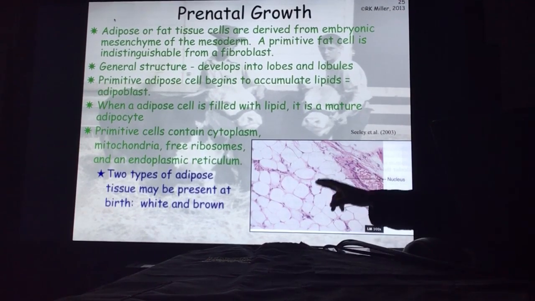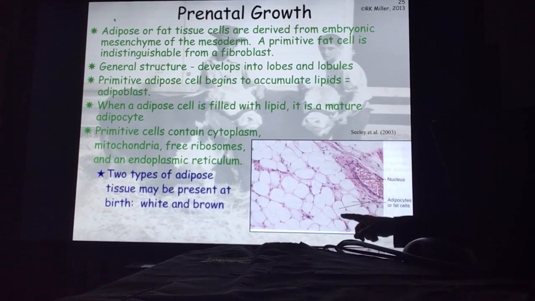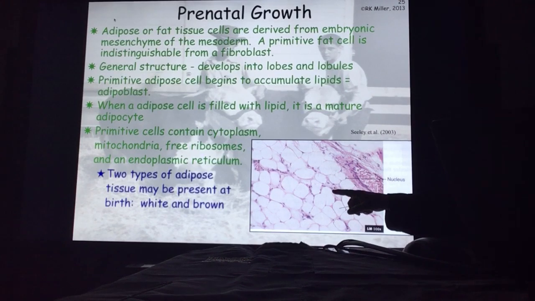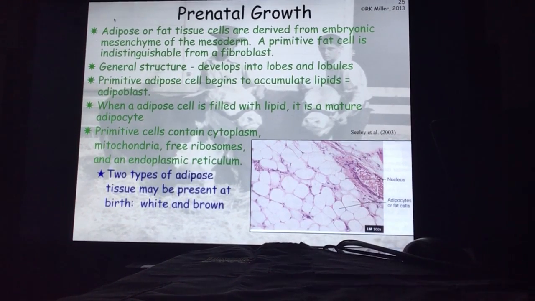This is a picture of white adipose tissue. You can see the individual cells, adipocytes or fat cells right here. You can see that they have a nucleus that's on the exterior. Some of these are small cells. It might be the top of a cell, or it might be an immature cell that's starting to develop. It's hard to tell. But that's basically what adipose cells look like.